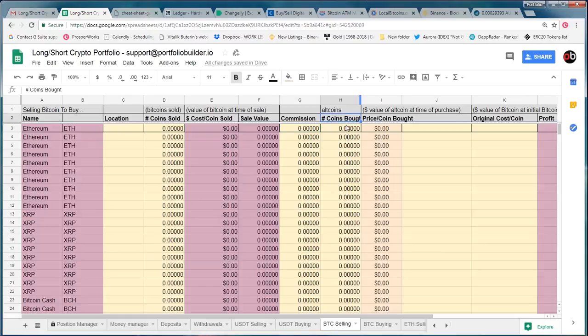H is the number of altcoins purchased, and column I is optional. You're going to find that if you're entering old trades from the past, you're not going to know the price per coin at that given point in time. Now, if you're entering trades real time, you can easily look at that price and insert that. So what happens if you don't know the price per coin of the altcoin when you made this purchase?